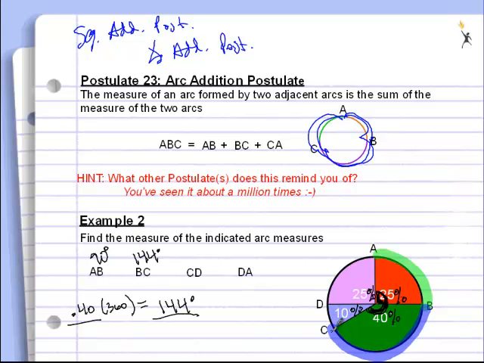Then it asks for arc CD, and arc CD is right here. And we know that arc CD makes up 10% of the entire circle. So just like I've done so far, I'm going to multiply 10% times 360 and find out how much it equals. And I find out, by using my calculator, it equals 36 degrees. Last but not least, I'm going to find out what arc DA is.